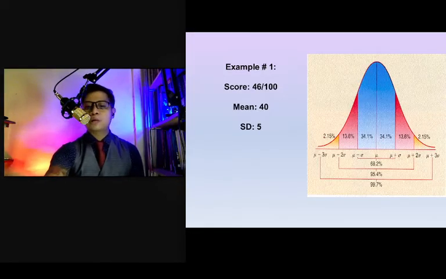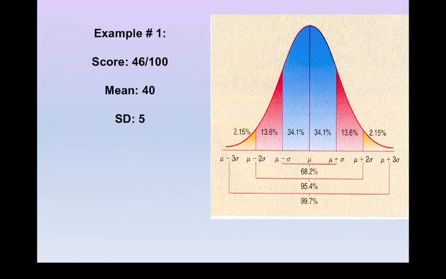Halimbawa, let's go to example number 1. I have a score of 46 over 100 and average ng population na ito is 40. So, sabihin natin sa population na ito, merong 40 na katao na kumuha ng test. Halimbawa, so we have 40 different raw scores. You get the average of the 40 raw scores, you will get 40. Yung 46, yun yung raw score na ini-interpret natin, and the standard deviation is 5.